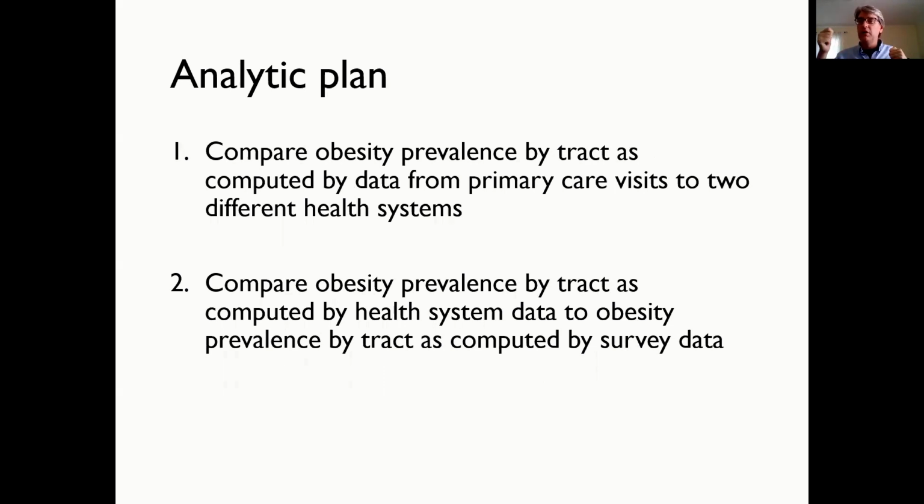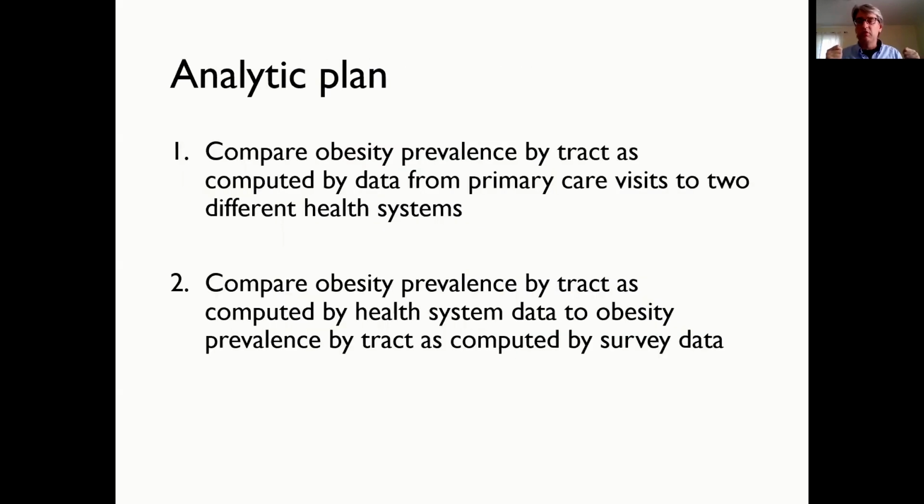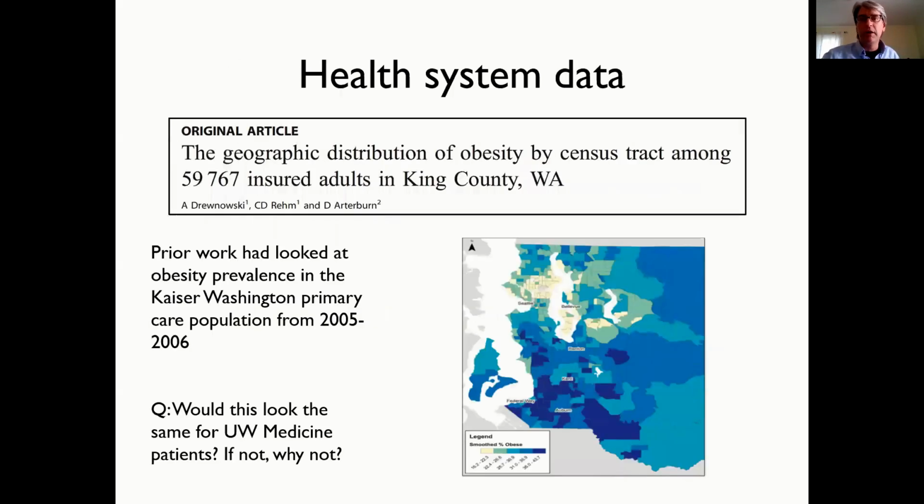So analysis one is comparing one health system, Kaiser Washington, against another, UW Medicine. The second analysis is to compare obesity prevalence by tract as computed by health system data with obesity prevalence as computed by survey data. I'll talk more about that when I get there. But first is health system, then it's health system versus survey.